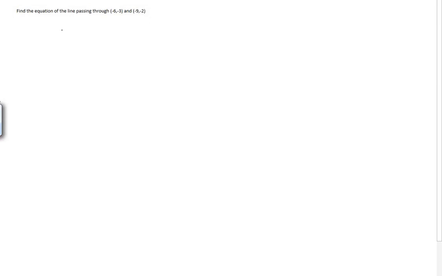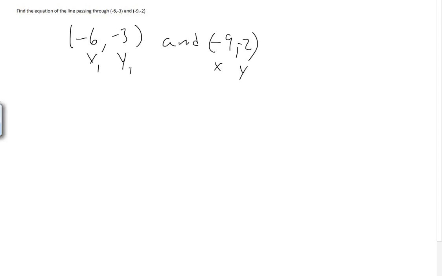Then again, notice that I didn't give you a slope, I didn't give you a y-intercept, I just gave you 2 points, negative 6, negative 3, and negative 9, negative 2. So it's up to you. You can call whichever point 1, whichever one point 2. But just make sure this is point 1, so this is x1, y1, and this is point 2, so this is x2, y2. If you wanted to, you could totally call this point 1, and this point 2, it won't change anything, but x1 has to go with y1, x2 has to go with y2.